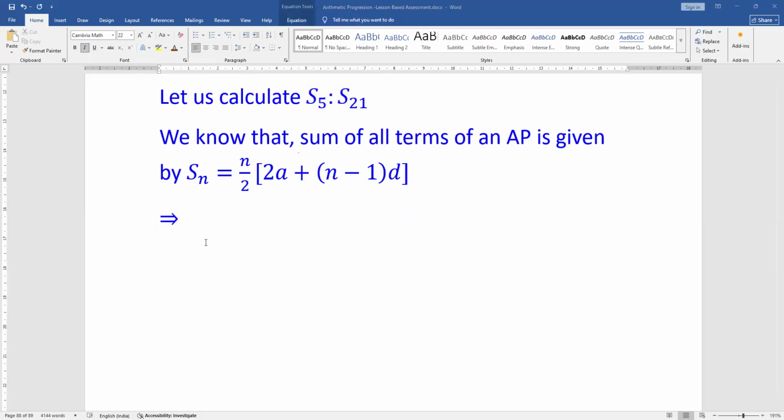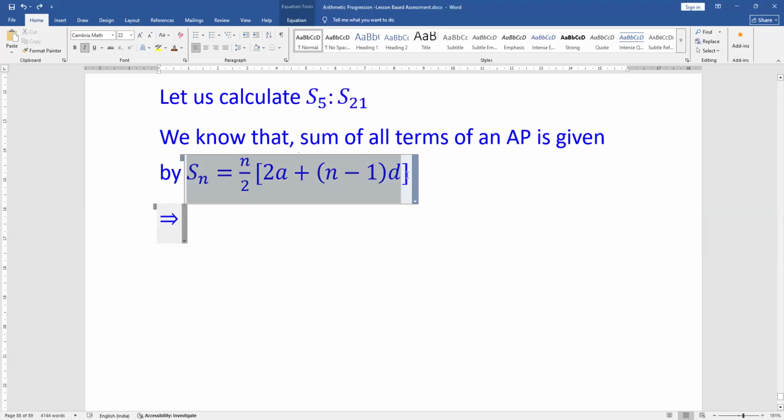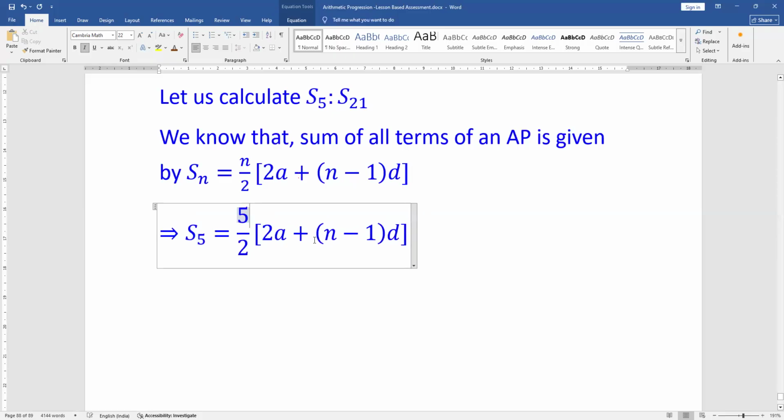So as I told you, whenever you're writing that S5, just replace all that n with 5. So that means, let me take a whole of it. Now here I put n identify. Here also I put 5. Here also I have to put 5.